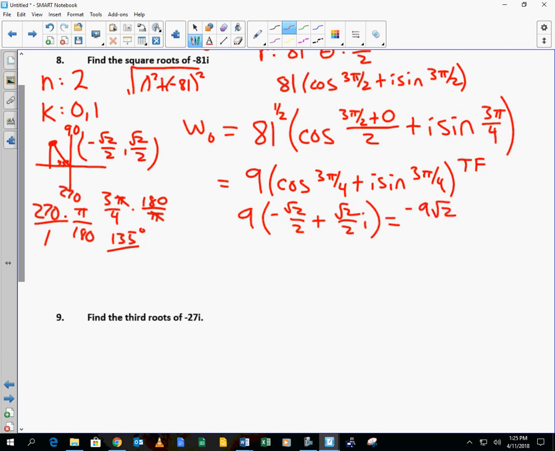Negative 9 roots of 2 over 2 plus 9 roots of 2 over 2 i. That is my result, as I have it. Somebody tell me what the heck does that even mean? It's got an i on it. If you were to take this and multiply it by itself, you would get negative 81i.